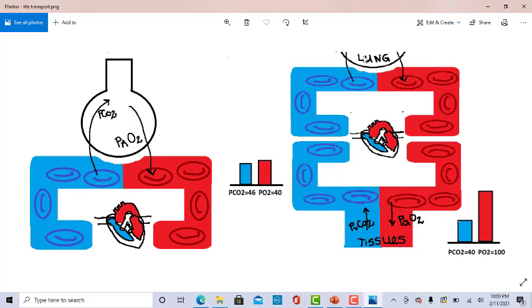So you have high affinity for oxygen in the lungs. It's that left shift in the curve. And then you have low affinity for oxygen in your tissues. It's that right shift in the curve.